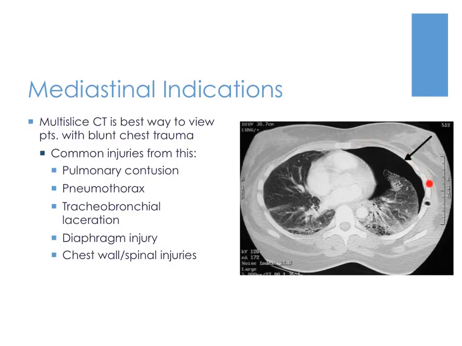So a pneumo shows up as black. So there's no lung markings whatsoever, as in this picture. And here are your regular lung markings, and this is where the pneumothorax is. Other common injuries are a tracheobronchial laceration, diaphragm injury, and a chest wall or spinal injury.